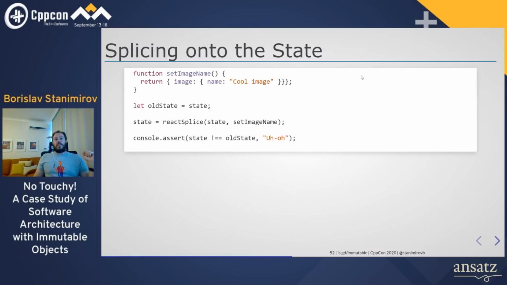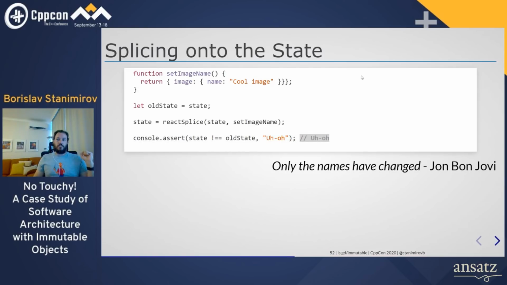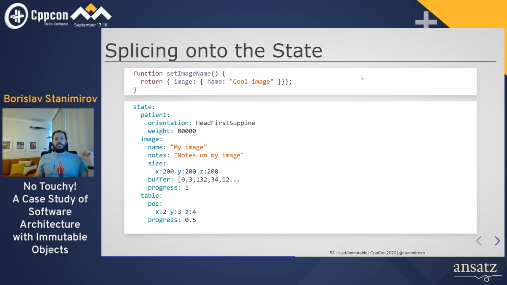But what happens then? For example, let's have the old state be something. We can splice the set image name function onto the current state. And then we can assert that the old state is different from the current state. But we only changed the name, as Bon Jovi said. We only changed the name, so the state, the actual root object, is different.